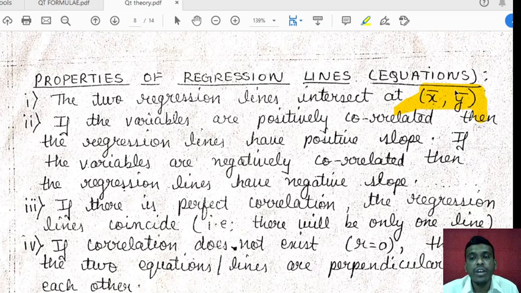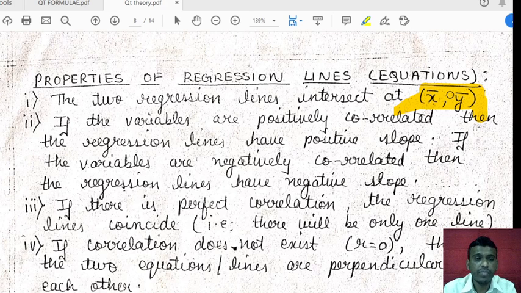Now remember this, if they have given you two regression equations, say 5x plus 2y equal to 7 and 7x minus 3y equal to 10, then how can you find the point where they intersect each other? This can be found by solving both the equations. In high school you might have learned the method of solving two linear equations. Such a method you have to apply to find the point, that is, x bar and y bar.